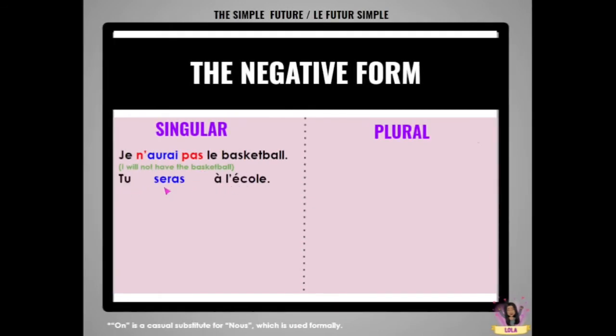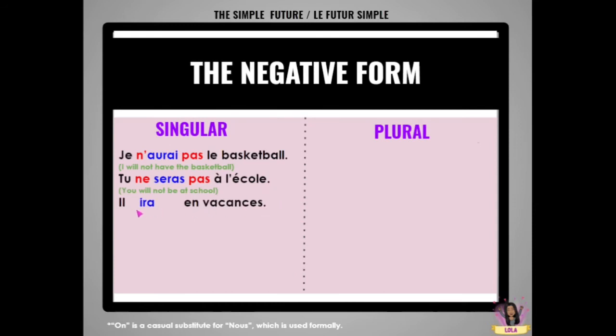The next one is tu seras à l'école. Again, we're going to put the ne before the verb sera and the pas after the verb sera. So it surrounds the verb before and after. Tu ne seras pas à l'école. You will not be at school.